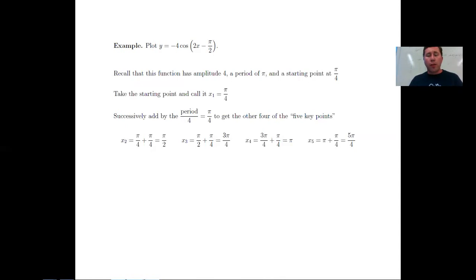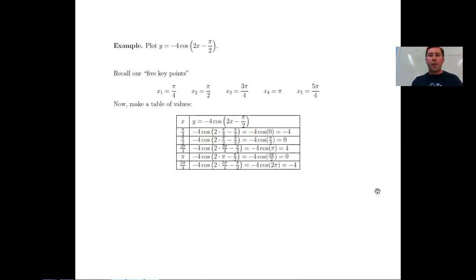So x1 is our starting point, pi over 4. So that means that x2 will be calculated by doing pi over 4 plus pi over 4 to get to pi over 2. x3 will be pi over 2 plus pi over 4, again, to get us 3 pi over 4. x4, take x3, add pi over 4 to it, that'll give you pi. And x5 is pi plus pi over 4. That's 5 pi over 4.